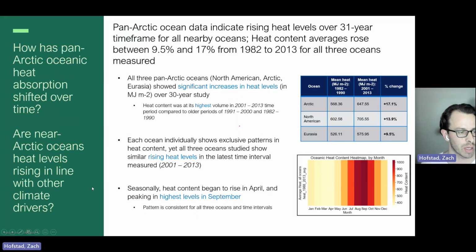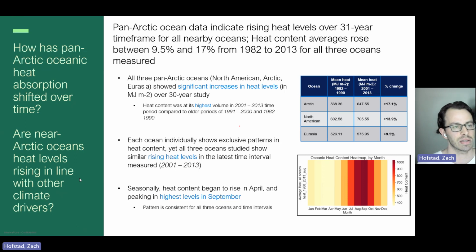Entering the data now, we wanted to understand further the trends, the heat absorption and heat level trends within the oceans of the Pan-Arctic. So how are these oceanic heat levels shifting or not shifting over time? And how are these heat levels potentially affecting the tundra landscape within the Pan-Arctic region?